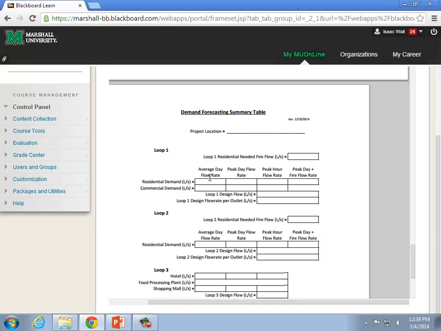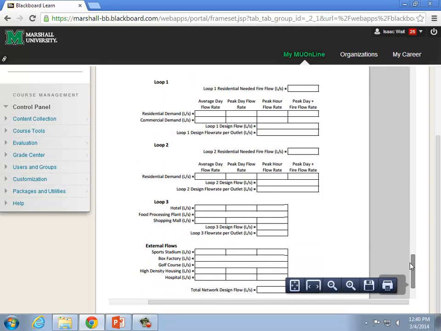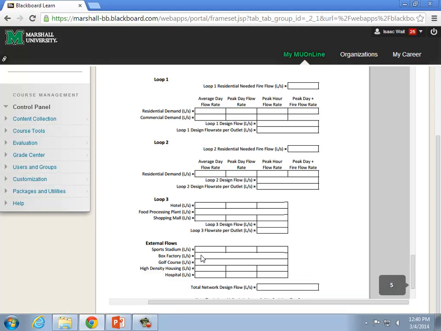Yes? Do those same factors also exist for the hotel, shopping mall? Well, not necessarily, because if you think about water demand at a sports stadium, it's not the same pattern as residential flow demands. And so some of these I've just blocked out.